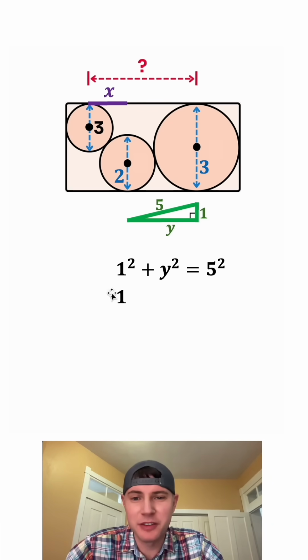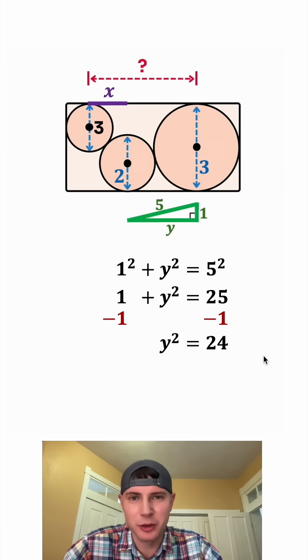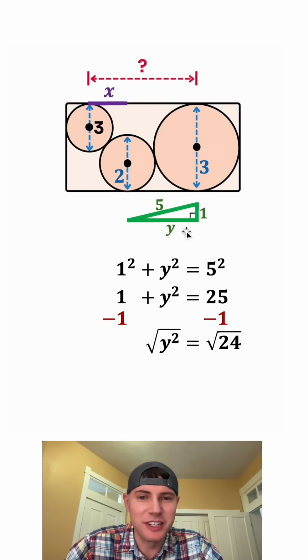And this will clean up. It gives us 1 plus y squared is equal to 25. We can subtract 1 from both sides, and we get y squared is equal to 24. Now to get the y by itself, we can square root both sides of the equation. Since y is a positive distance, the square root of y squared is just going to be y.